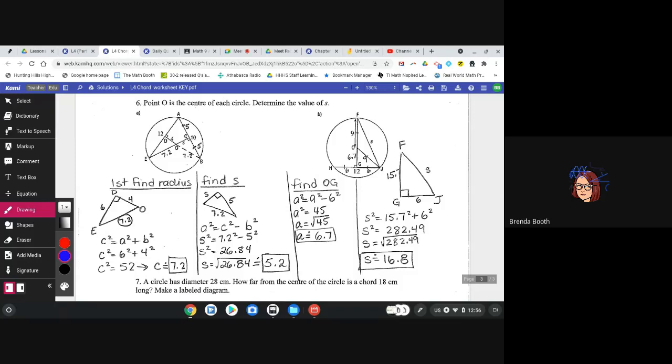So for instance, this line going through the center is meeting this chord at a right angle, and that tells me that these two segments are equal. So I go ahead and I label them with the 5s. And we have that situation happening here as well. We've got a chord. We've got a line coming from the center, making a right angle. That tells us that these two are the same. Those two would be 6.